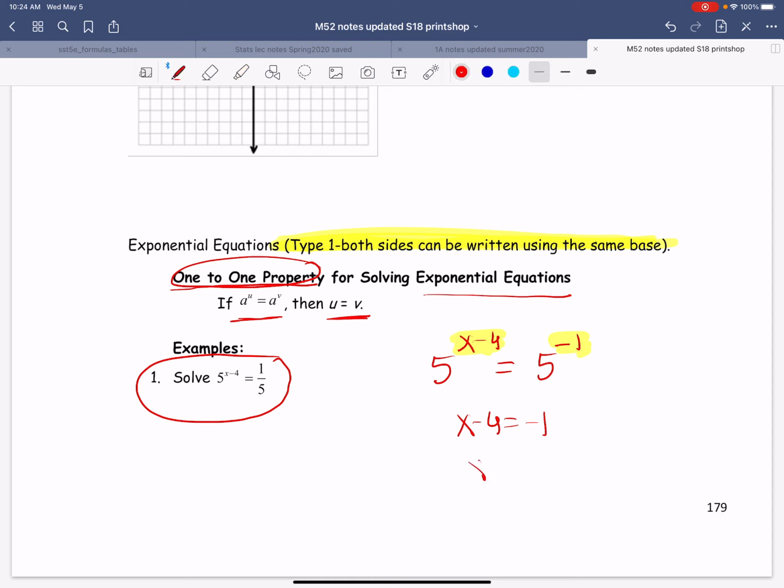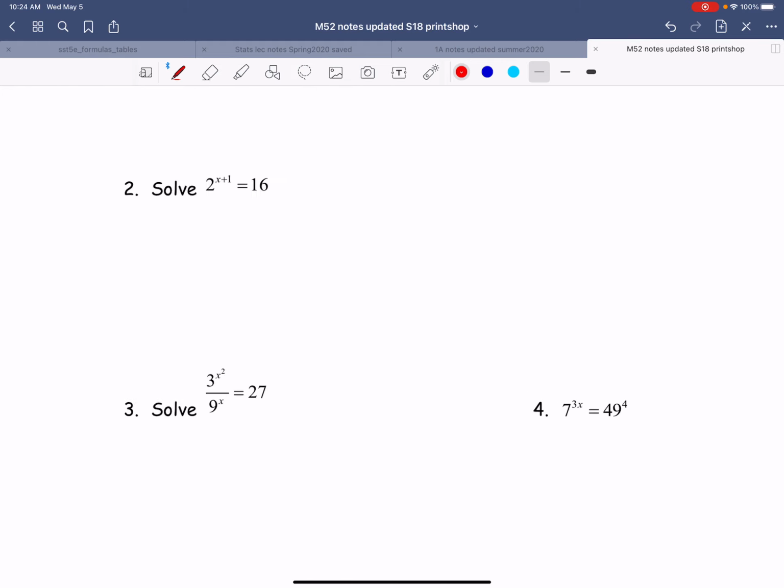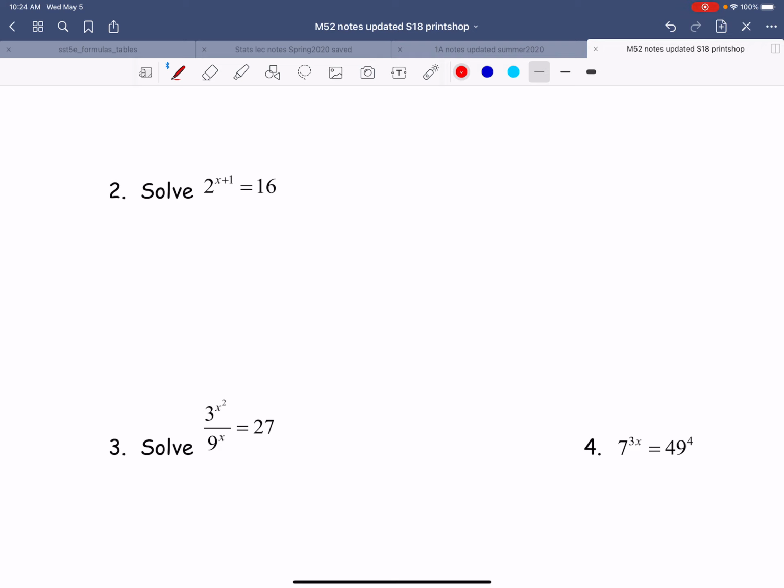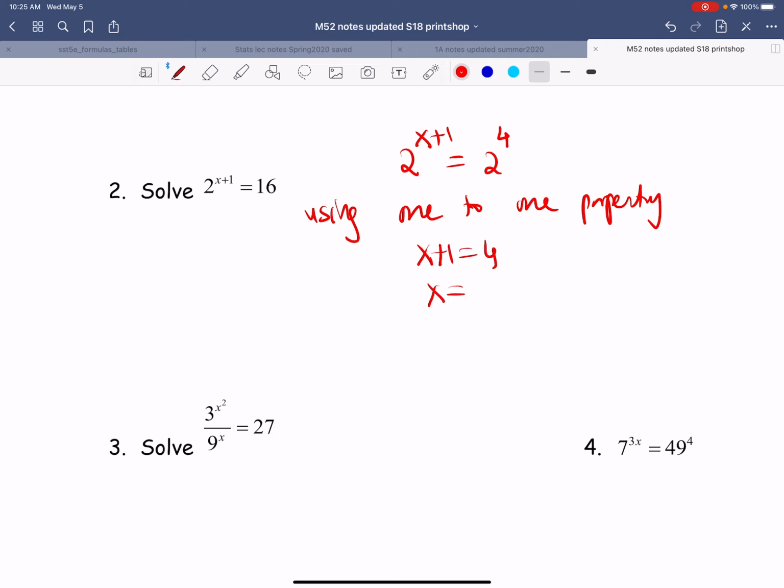So let's go ahead and solve it. Add 4 to both sides. 4 minus 1 is 3. So x equals 3 is the solution here. Another example, 2 raised to the power x plus 1 equals 16. Well, it doesn't look like they have the same base, but we can write both sides with the same base. 2 raised to the power x plus 1 equals 2 to the power 4. Now again, using the one-to-one property, that means my exponents also have to equal each other. 4 minus 1. Again, I got x equals 3.